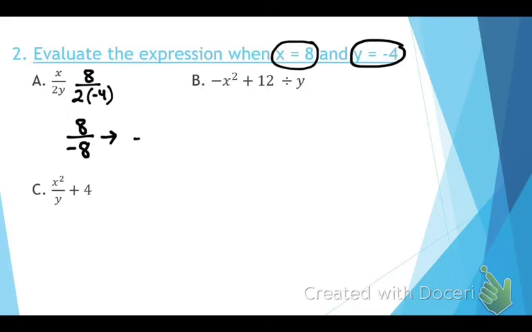And then what is 8 divided by 8? 1. Okay, so the correct answer is -1 because I have to keep that negative sign there. Excellent job. Rodney, let's go on to the next one.